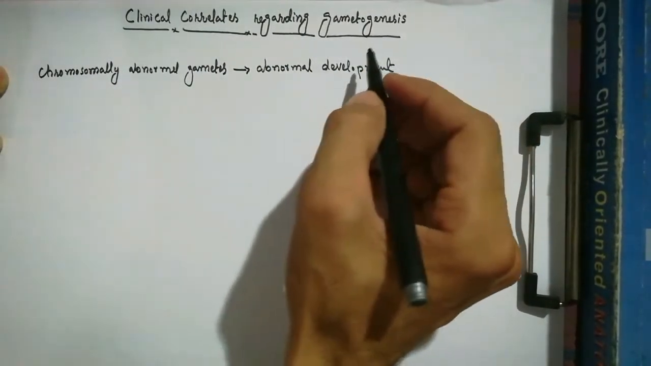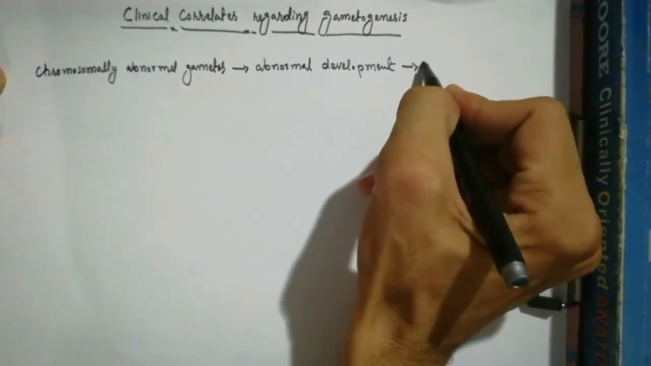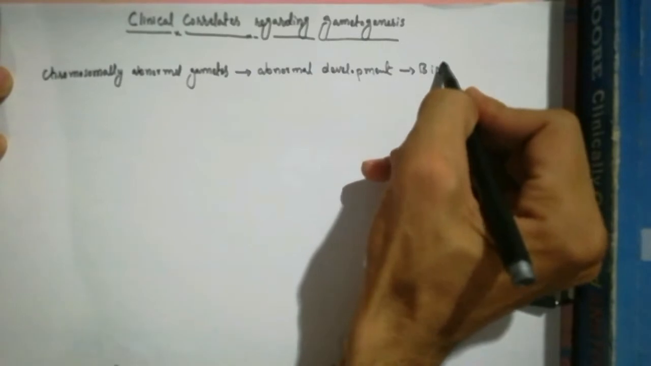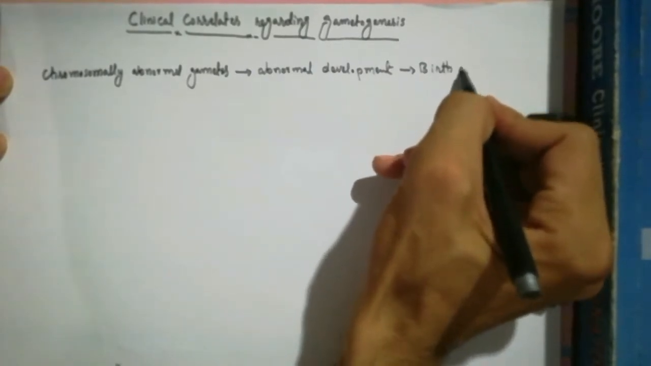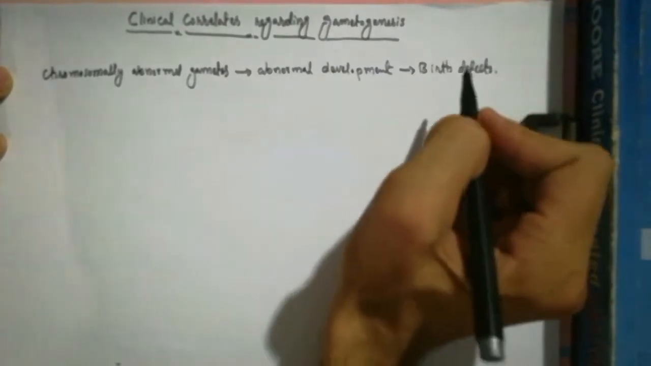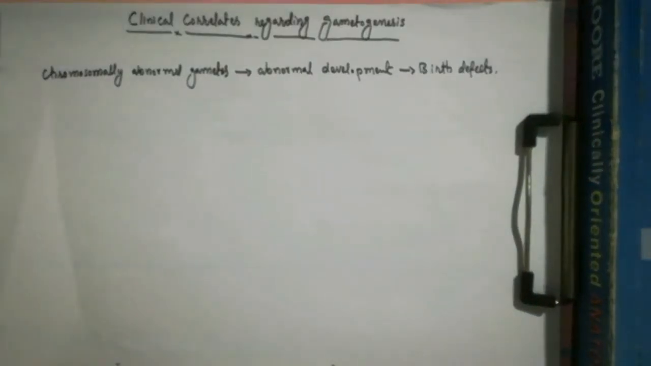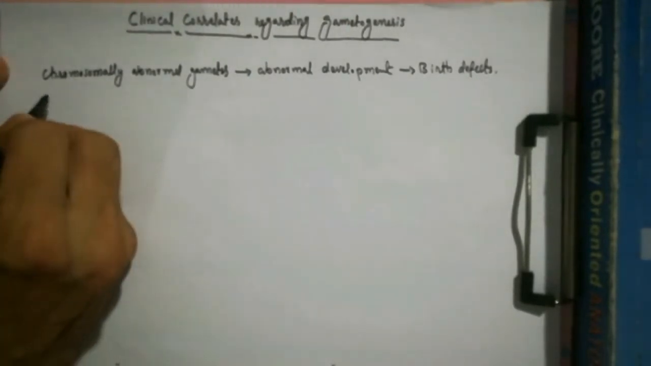And abnormal development results in birth defects. And birth defects are major causes of spontaneous abortion.